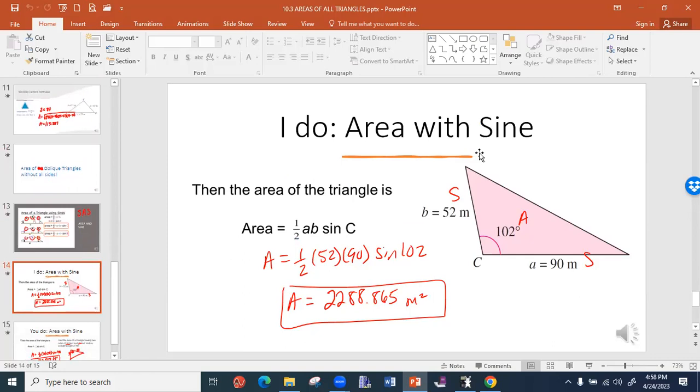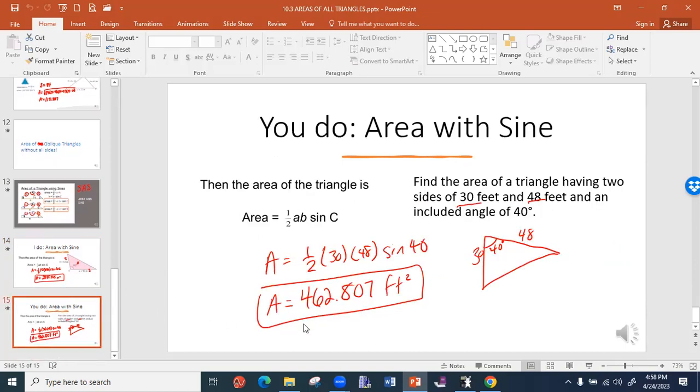So, area with sine. I check to make sure I have the right information: I have a side, an angle, and a side. Perfect. So I plug these values in based on the formula. This formula changes based on how you have labeled your angles and sides, okay? But basically, it's half the product of your two included sides times the sine of the included angle. By plugging everything in and using the calculator, you're able to find the area, okay?